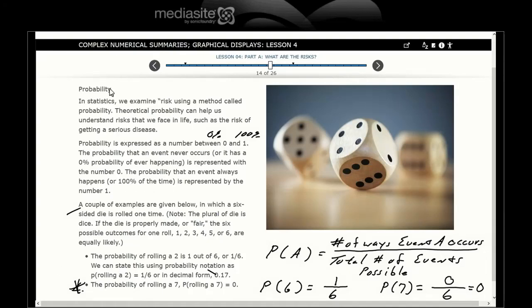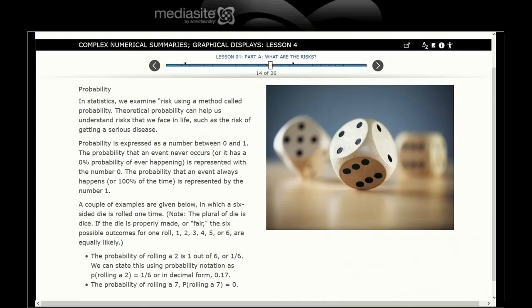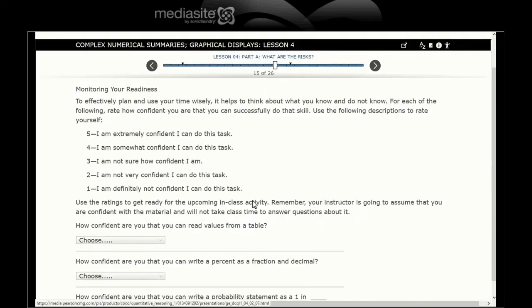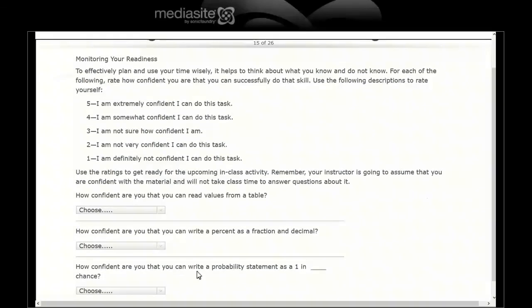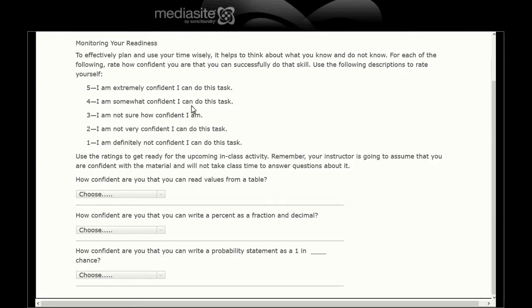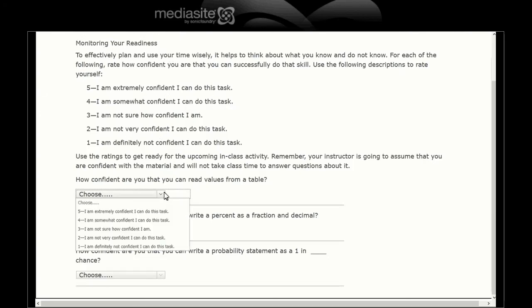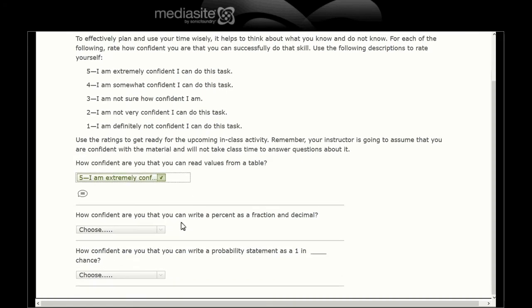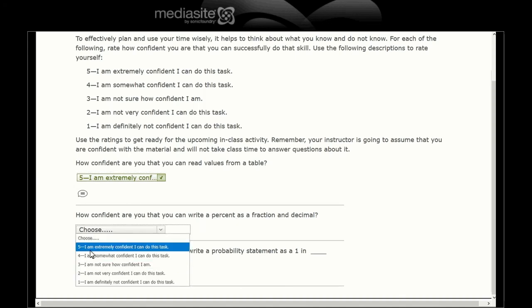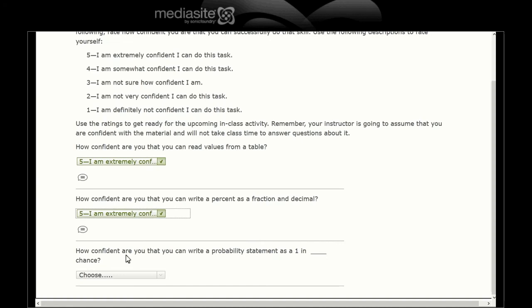So you want to read this once or twice. And when you go through this on your own, go through and take your little self-test here. In my case, how confident am I that I can read a value from a table? Pretty confident. How confident that you can write a percent as a fraction and decimal? Pretty confident. How confident you can write a probability statement as a 1 in whatever chance? Pretty confident.